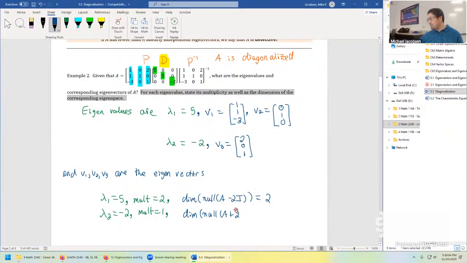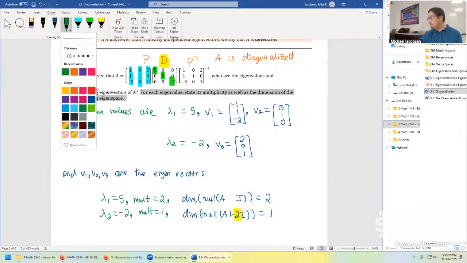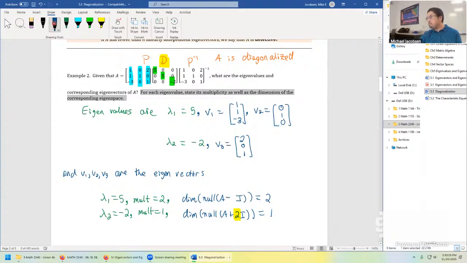Hang on, I think I made a mistake here. Plus 2I makes sense right here, is 1. But I made a mistake on that -2. I think I was looking at the multiplicity of 2. It should be null A minus lambda 1, the value 5. Let's correct that right here. Null A minus the actual eigenvalue itself, 5I. Dimension's right, but we need to mention the right eigenvalue to tie the concept together.